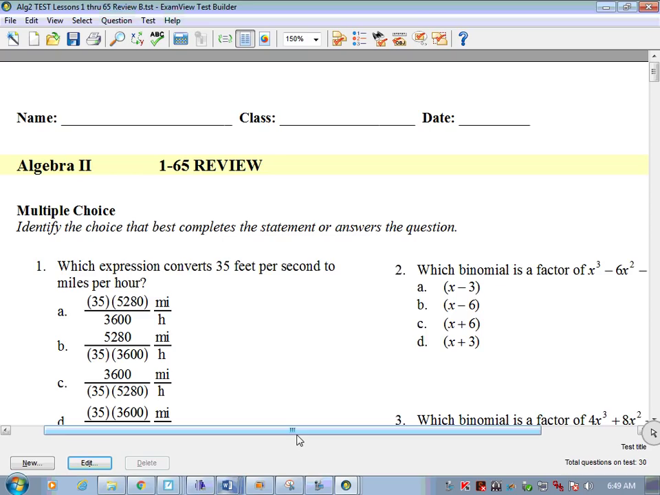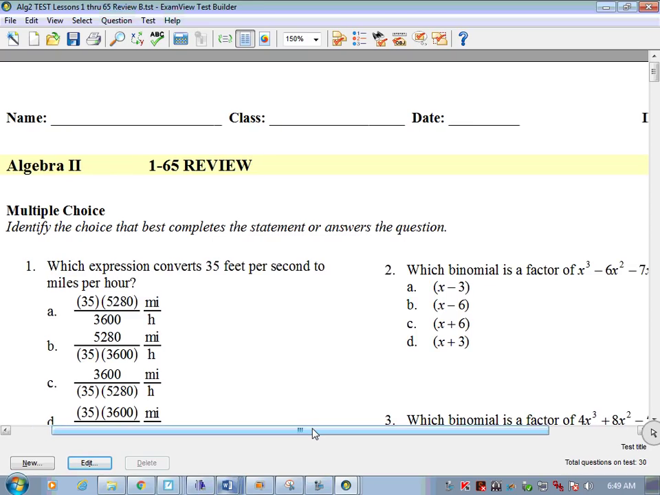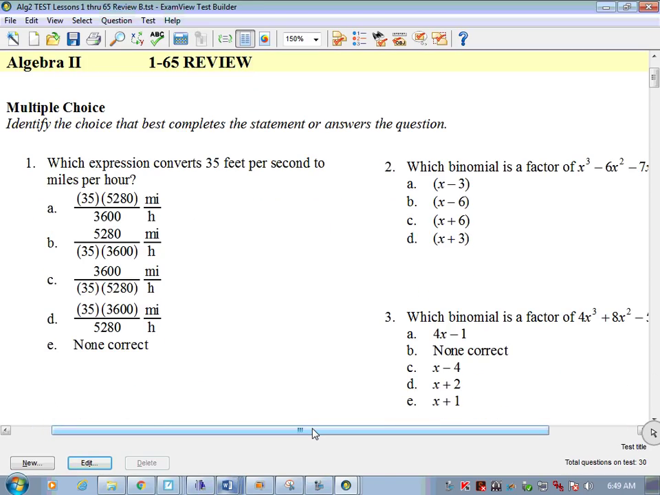At the end of this, you guys have this document so you can look through the answer key and with that answer key see what lessons everything comes from. So I won't be giving you all that information. You have that. This first one says, which expression converts 35 feet per second into miles per hour.